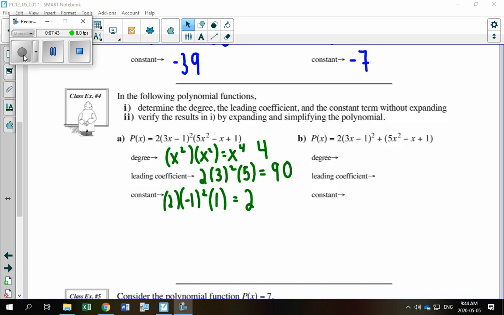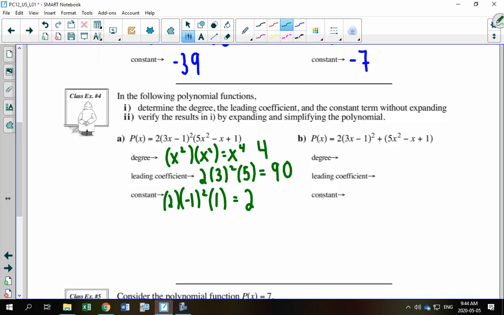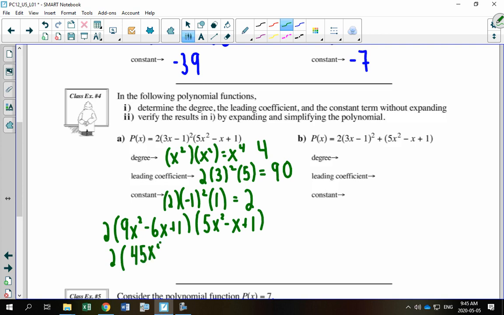Okay, so then they ask us to actually expand this out. So we'll have 2. If we FOIL that binomial there really quick, we'd have 9x^2 - 6x + 1, multiplied by the trinomial, 5x^2 - x + 1. Okay, then you could distribute, or you could multiply your two trinomials together, and once you've collected like terms, you'd get 45x^4 - 39x^3 + 20x^2 - 7x + 1.